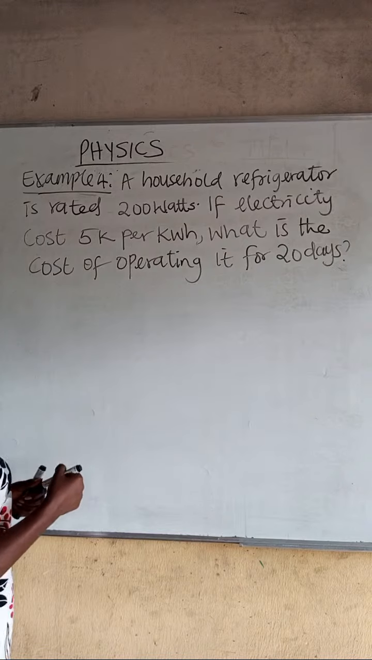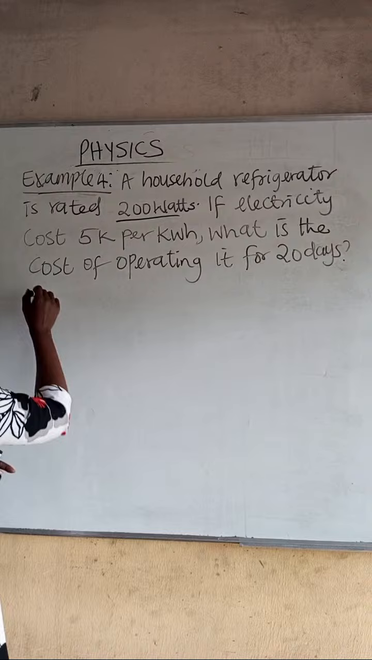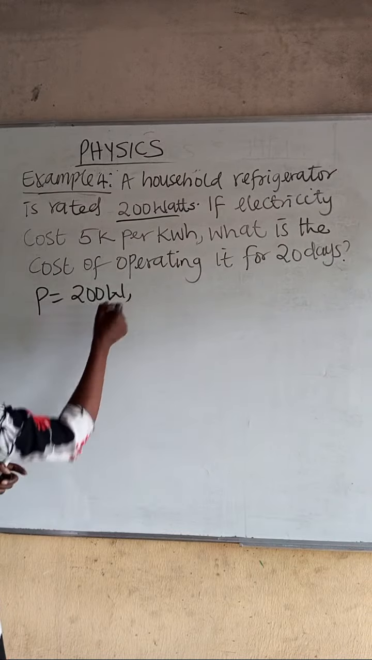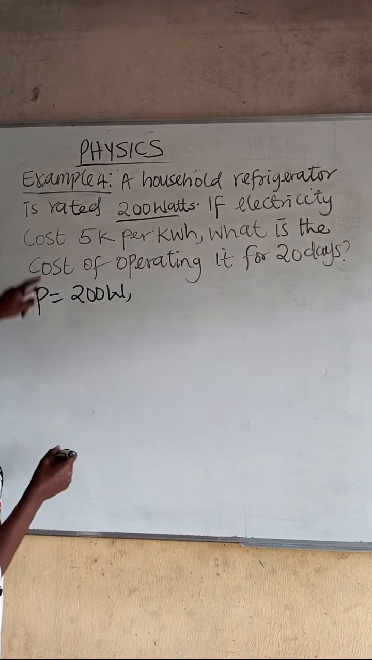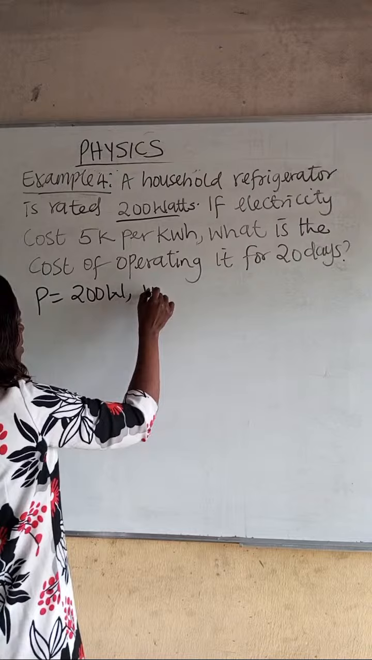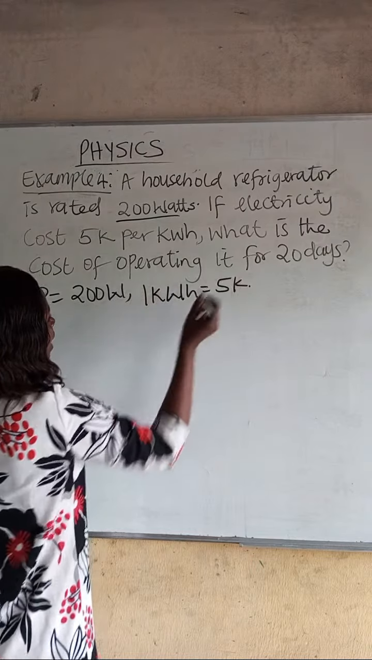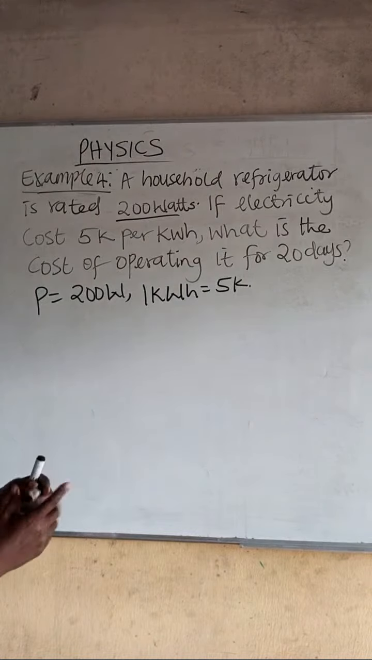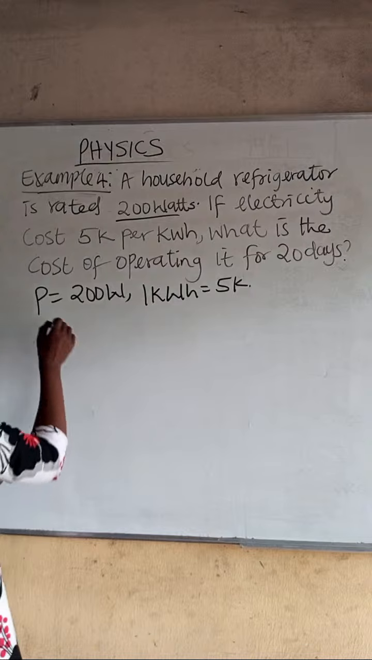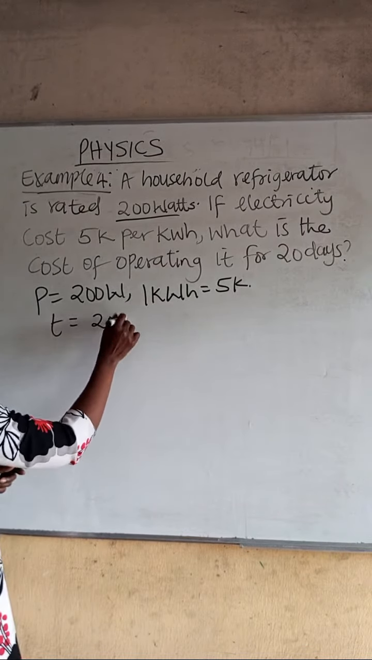Now, we have the power rated to be 200 watts. That is my P to be 200 watts. And the cost is 5 kobo. That means 1 kilowatt hour costs 5 kobo. We're looking for the cost of operating it for 20 days. That means my time is 20 days.